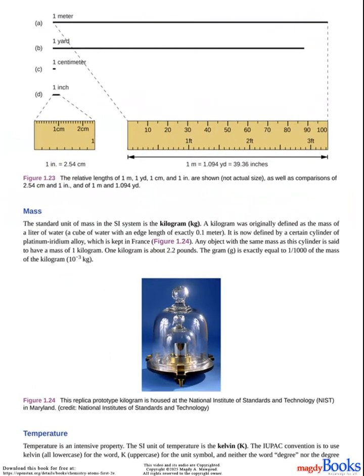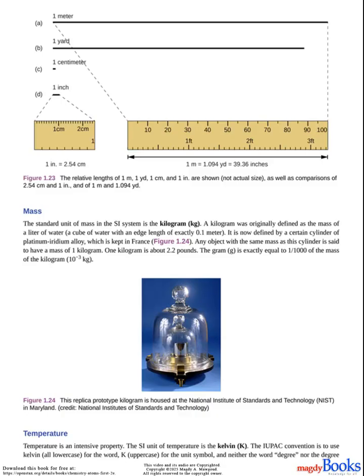Figure 1.23. 1 inch equals 2.54 centimeters. 1 meter equals 1.094 yards equals 39.36 inches. Figure 1.23. The relative lengths of 1 meter, 1 yard, 1 centimeter, and 1 inch are shown, not actual size, as well as comparisons of 2.54 centimeters and 1 inch, and of 1 meter and 1.094 yards.